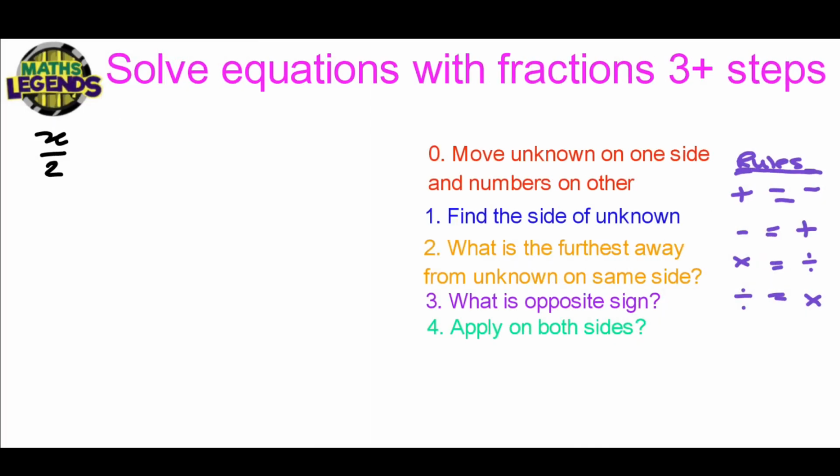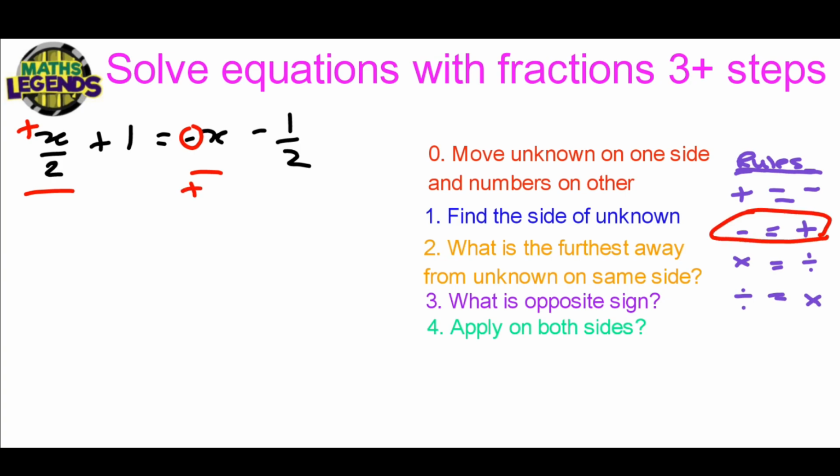x over 2 plus 1 equals to minus x minus a half. So here again we have x's on both sides, but we want to get rid of the negatives. So this is a positive, this is a negative, so we want to get rid of the minus x. So we're going to apply the opposite. So that's this rule here. So plus x on both sides. We then simplify.